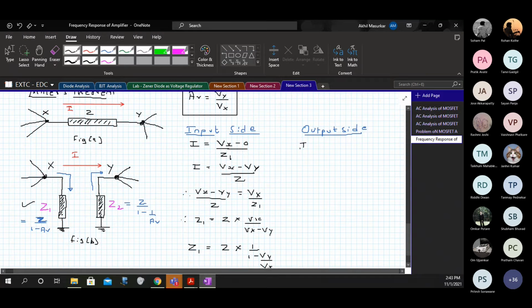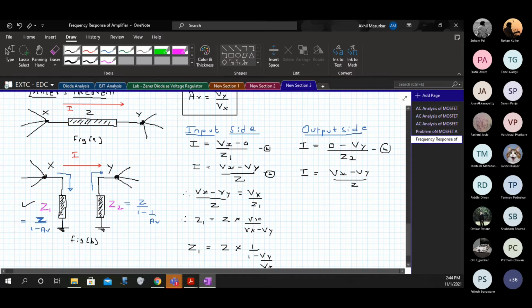Now I is 0, current is flowing from ground to point Vy. So 0 minus Vy upon Z2, and here current I is equal to Vx minus Vy upon Z. So again, this was 1 and 2. When we equated 1 and 2 we got this.